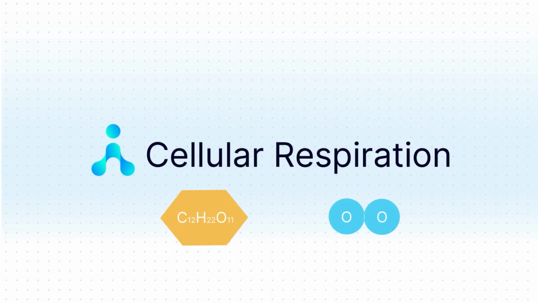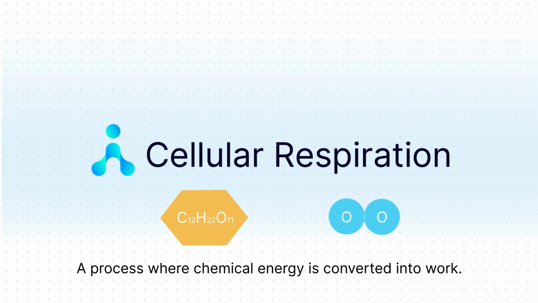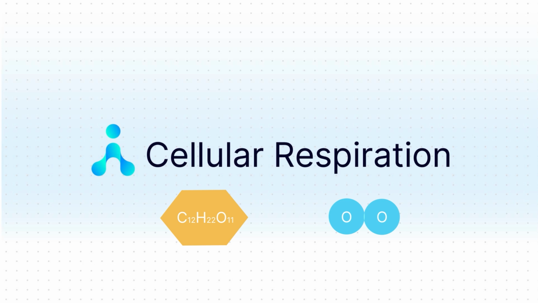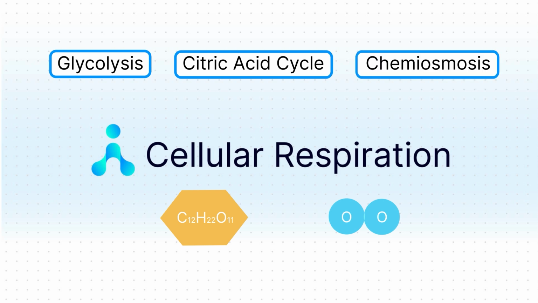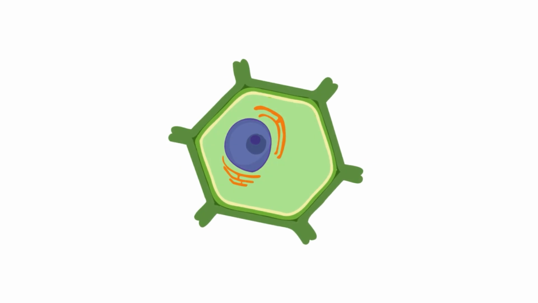Now that glucose and oxygen are produced from photosynthesis, they are then used for another process, cellular respiration, a process where chemical energy is converted into work. The chemical reactions of cellular respiration happen in three main steps in order to release energy: glycolysis, the citric acid cycle, and chemiosmosis. Glycolysis takes place in the cytoplasm of the cell.